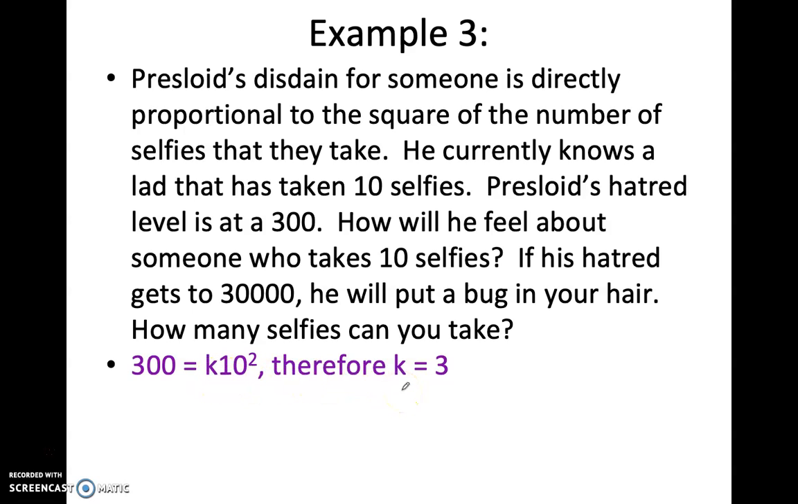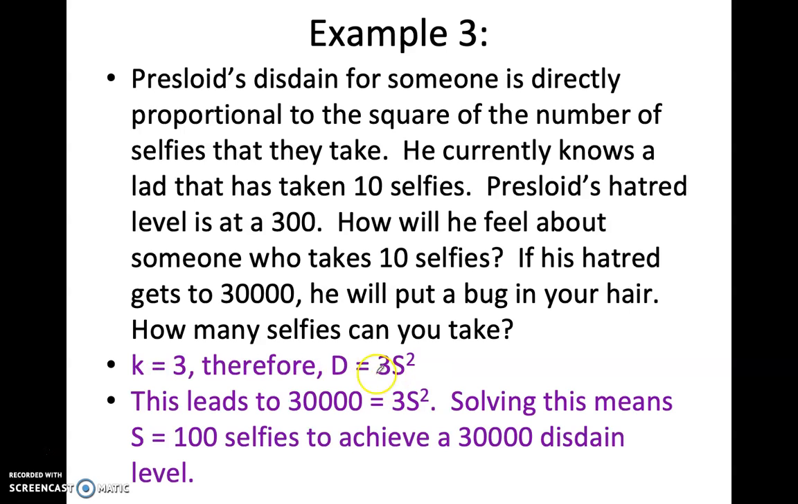And now that we know k is 3, we should rewrite the original equation by putting in that 3. So k is 3, therefore d equals ks squared becomes d equals 3s squared. Now we have a general equation. We can plug in the last value and figure out what it is that we need to know. Okay, it says, let's see here. His hatred level gets to 30,000. Okay, he will put a bug in your hair. How many selfies can you take?